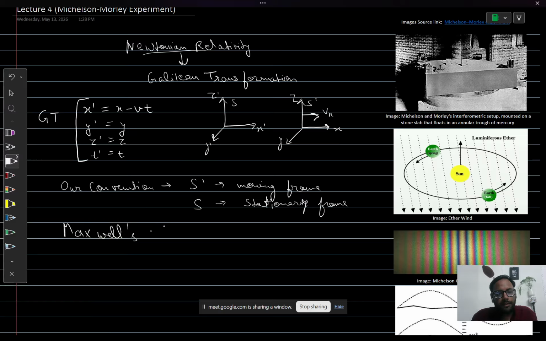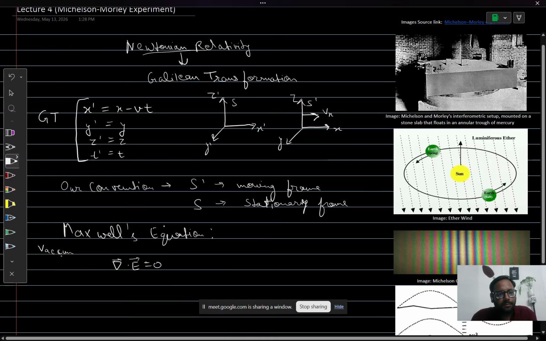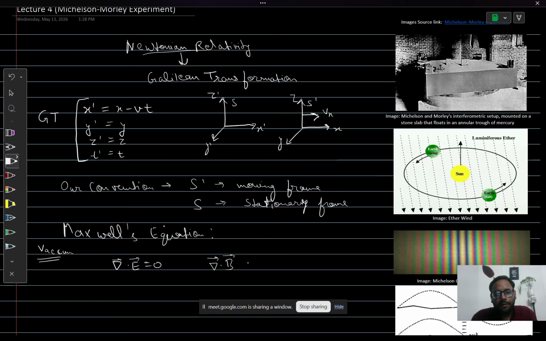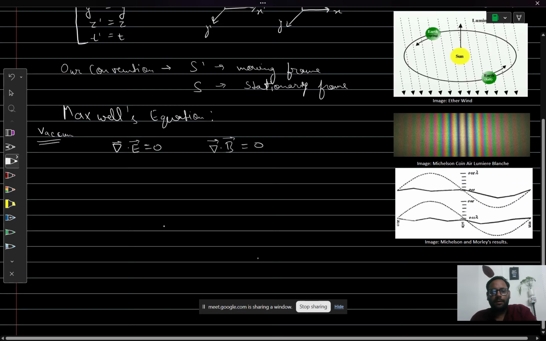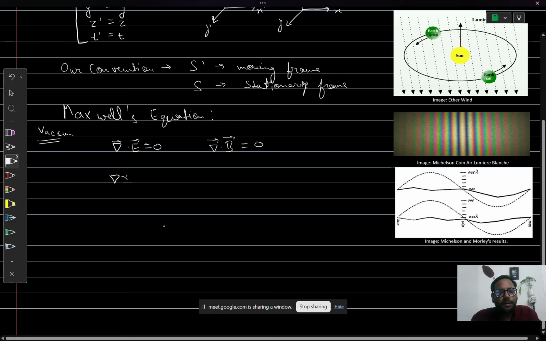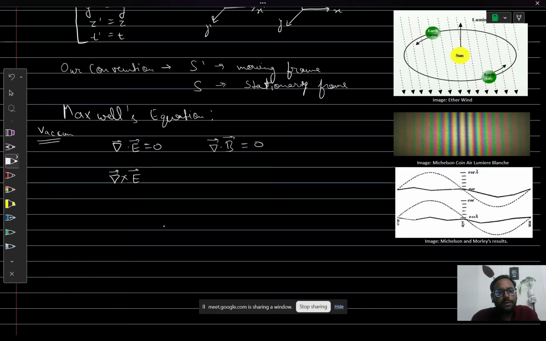Okay, there were four Maxwell's equations, and those were, does anyone remember? This was Gauss law for, okay, consider the vacuum case. I'm just considering the vacuum case. And another one is curl. The above two equations are divergence, and this is of curl, and the curl of B.